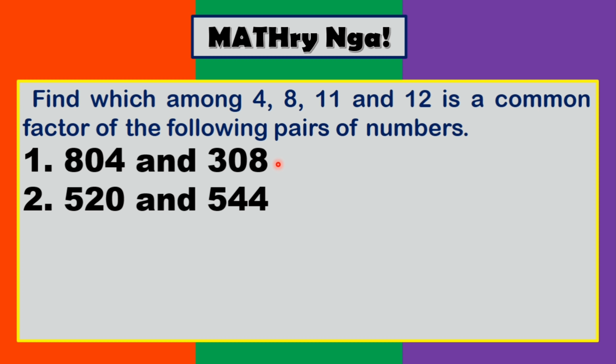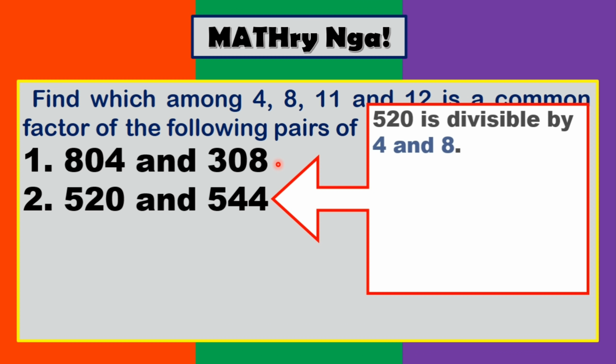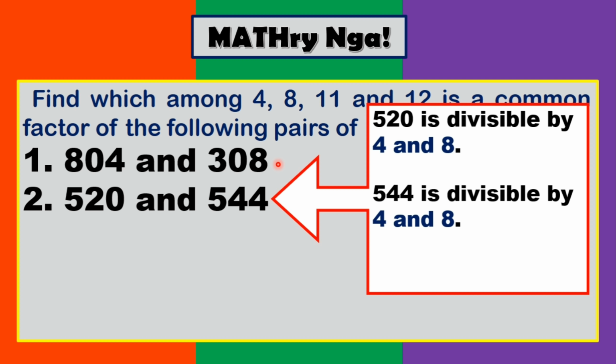Alright, I think you are done. Let's check and compare our answer. 520 is divisible by 4 and 8, while 544 is divisible by 4 and 8. So, both the numbers 520 and 544 have the factors of 4 and 8. Their common factors are 4 and 8. Did you get the correct answer? Congratulations!